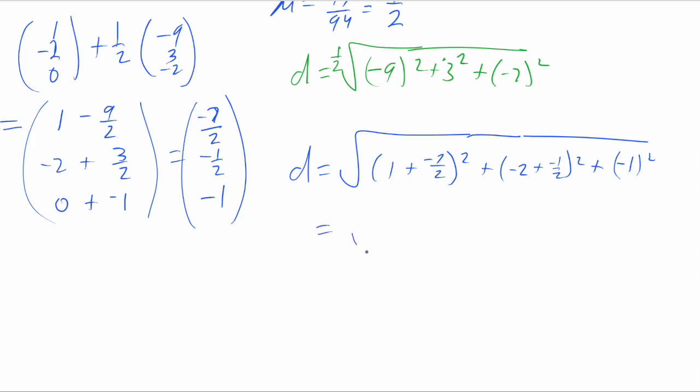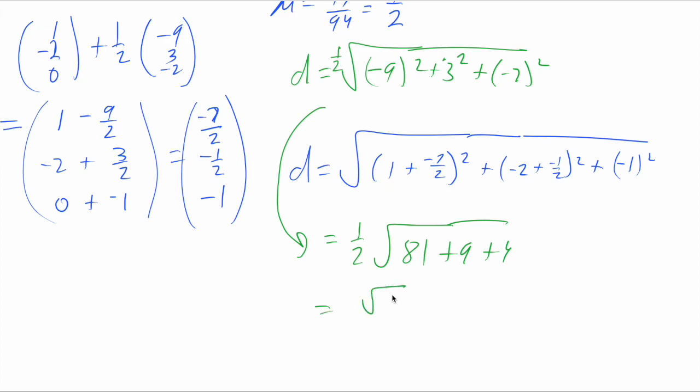which equals, this is going to be root, so yes, you just get this back again, the thing in green, right? So you don't need to do all this stuff in blue. You can just go straight from here. You just get the same thing. If we factor out a half, then that's what we get. So this is going to be 81 plus 9 plus 4, which equals root 94 over 2, which is the same thing as if you simplify this one right here.